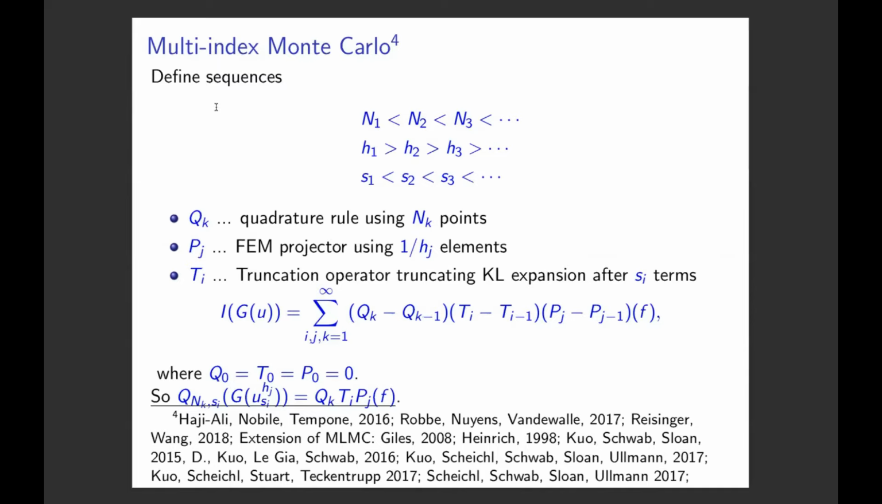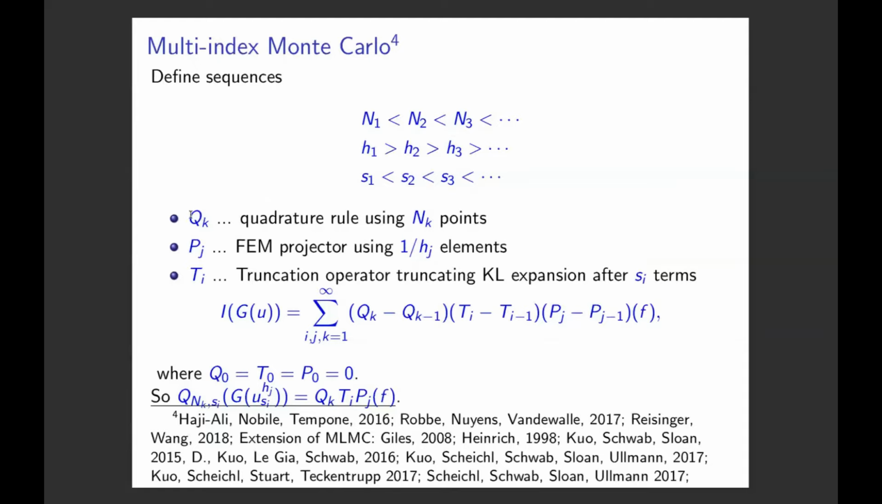To introduce the general idea of multi-index Monte Carlo, let me do this in some abstract way for the moment. So let's say we have a sequence n1 smaller than n2, smaller than n3, and so on. Another sequence of decreasing real numbers, h1, h2, h3, and a third sequence which is increasing, namely s1 smaller than s2, smaller than s3, and so on.